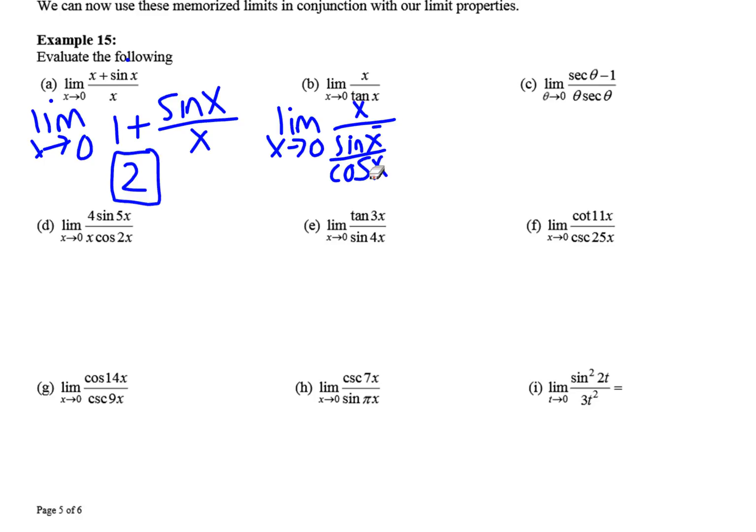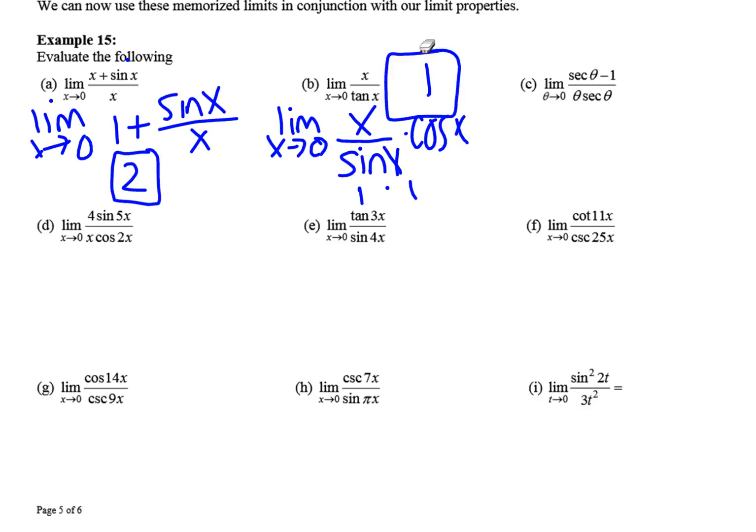Look, multiply the top and the bottom by cosine. We get x over sine of x times cosine of x. Okay, now plug in 0. For this, we get 1. For cosine of 0, we get 1. So our limit is 1.